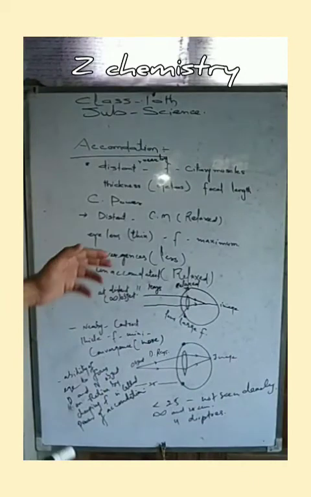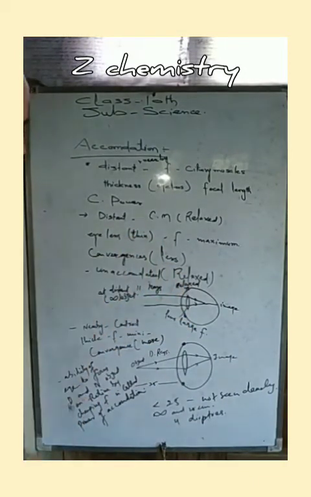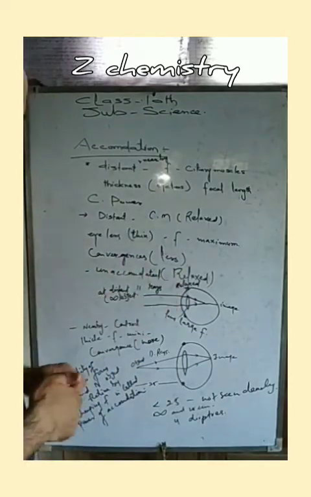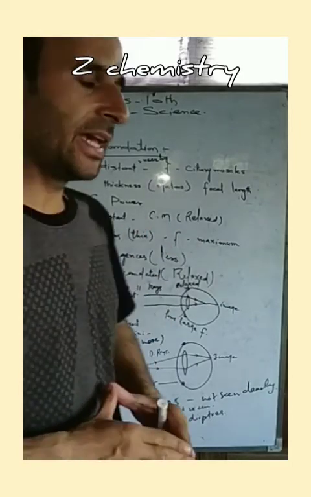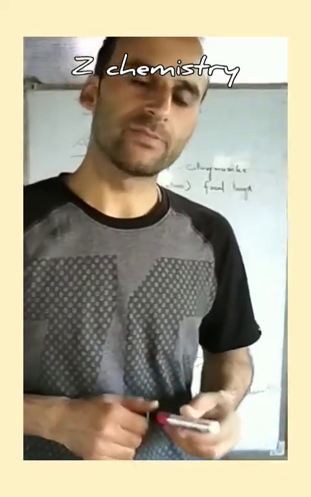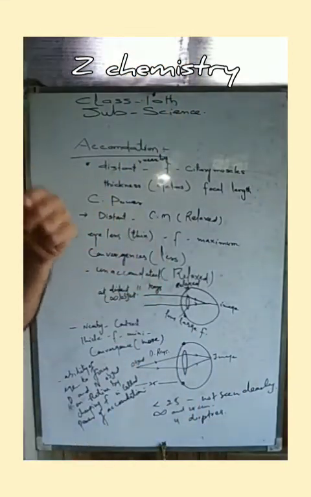In case of distant objects, the ciliary muscles get relaxed, and the eye lens becomes thin. Due to this, focal length becomes maximum, and converging power of the eye lens becomes less. Hence, the converging power of the eye lens becomes less.